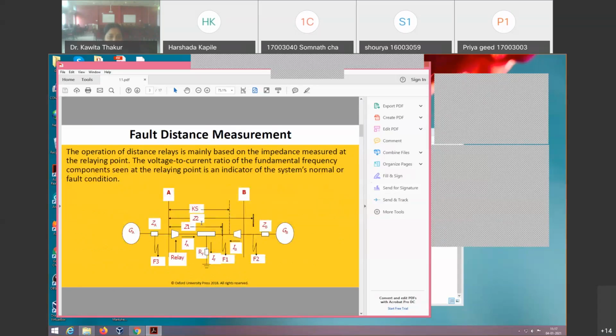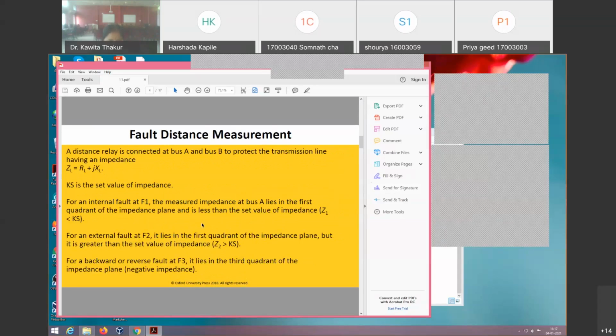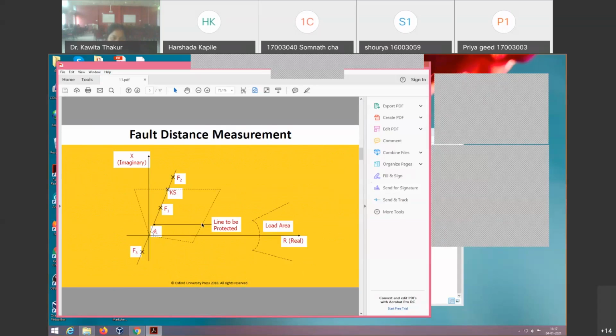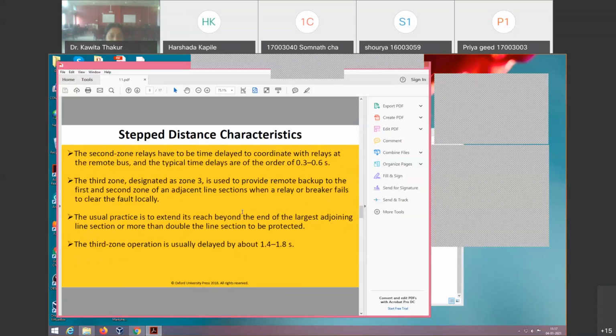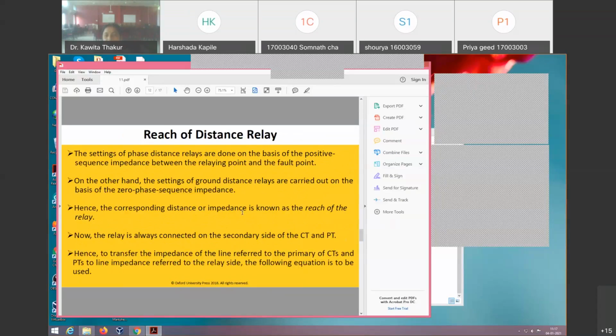In transmission line protection, we have seen fault distance measurement, how Z is calculated, what is the step distance characteristics. Okay, what is first zone? First zone is up to 80%, while second zone is for 40 to 50% of shortest transmission line. While third zone is backup zone. Okay, this we have seen.